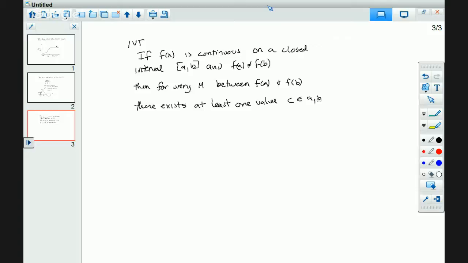Remember what that means? C is some number inside of the interval. It's an X value inside of (A, B). So it's either A and B then? No. See how the brackets are open? It cannot be A or B. So they're open brackets, such that F of C equals M.